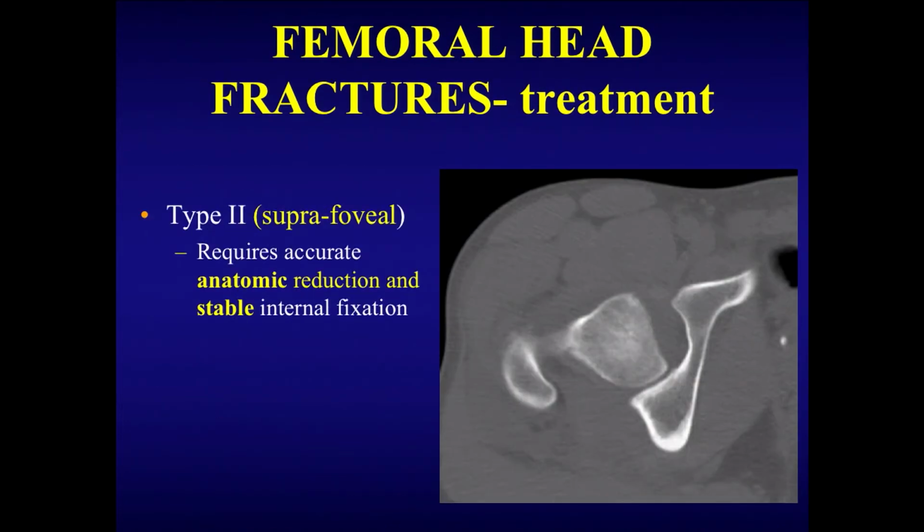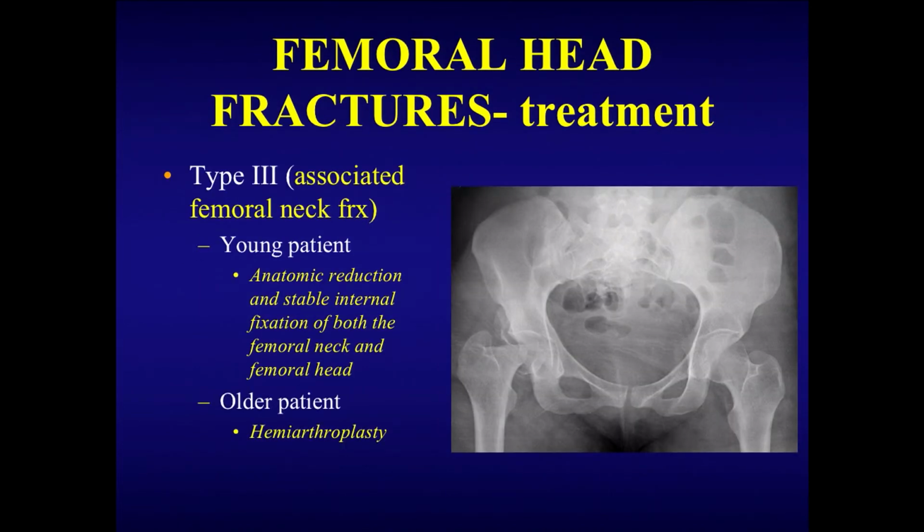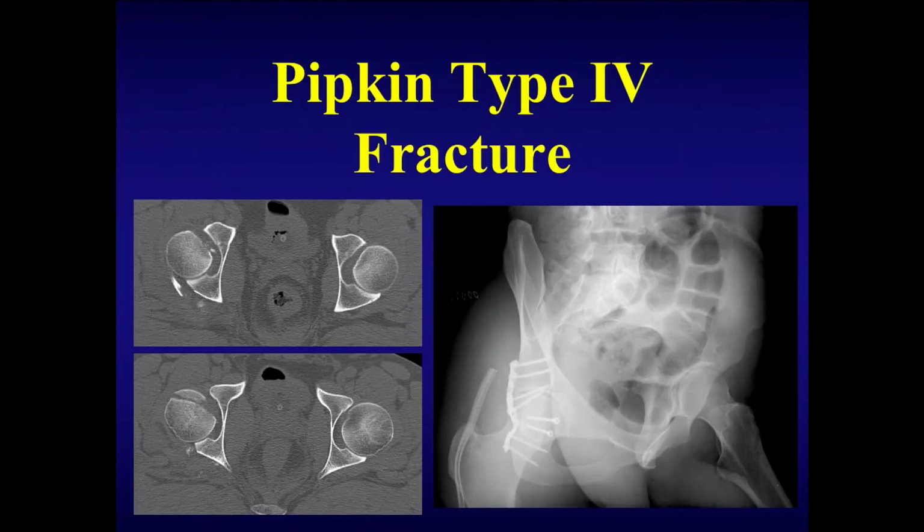Type 2s are suprafoveal. They all have to go to the OR. Make them right. Anatomic reduction, stable fixation. Type 3s, associated femoral neck and femoral head fracture, all need to be treated surgically, open reduction, internal fixation in patients that are young. What's young? Under 65 for your literature and for your test. If they're older patients with this bad injury, do an arthroplasty. And finally, the 4s are treated surgically, typically through a posterior approach.